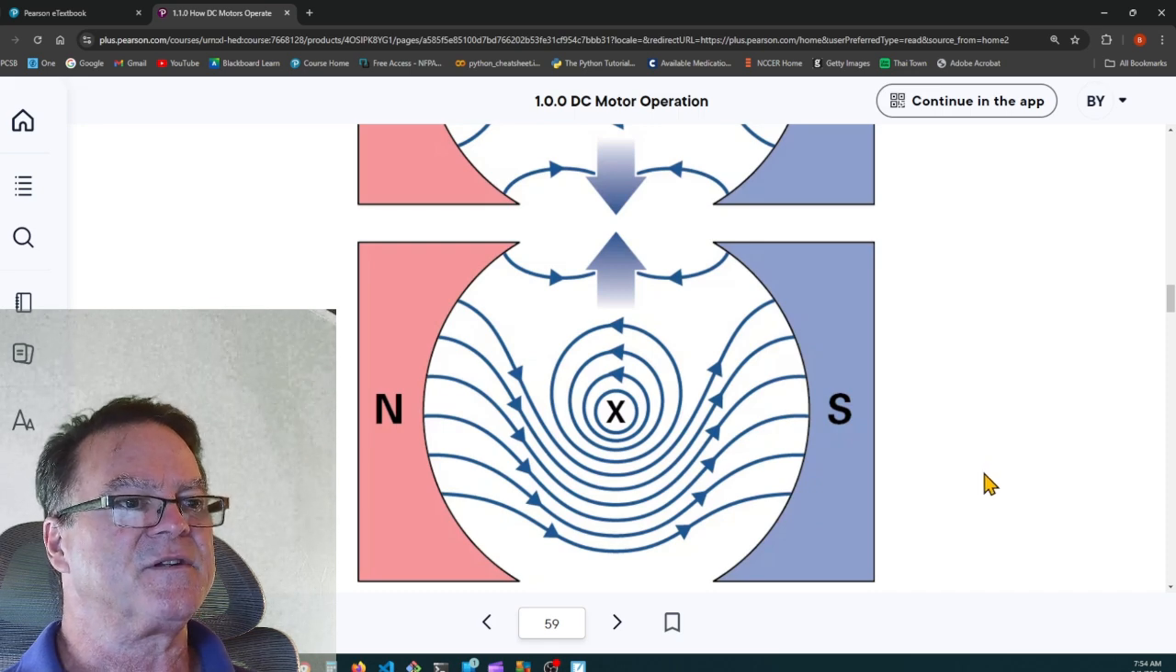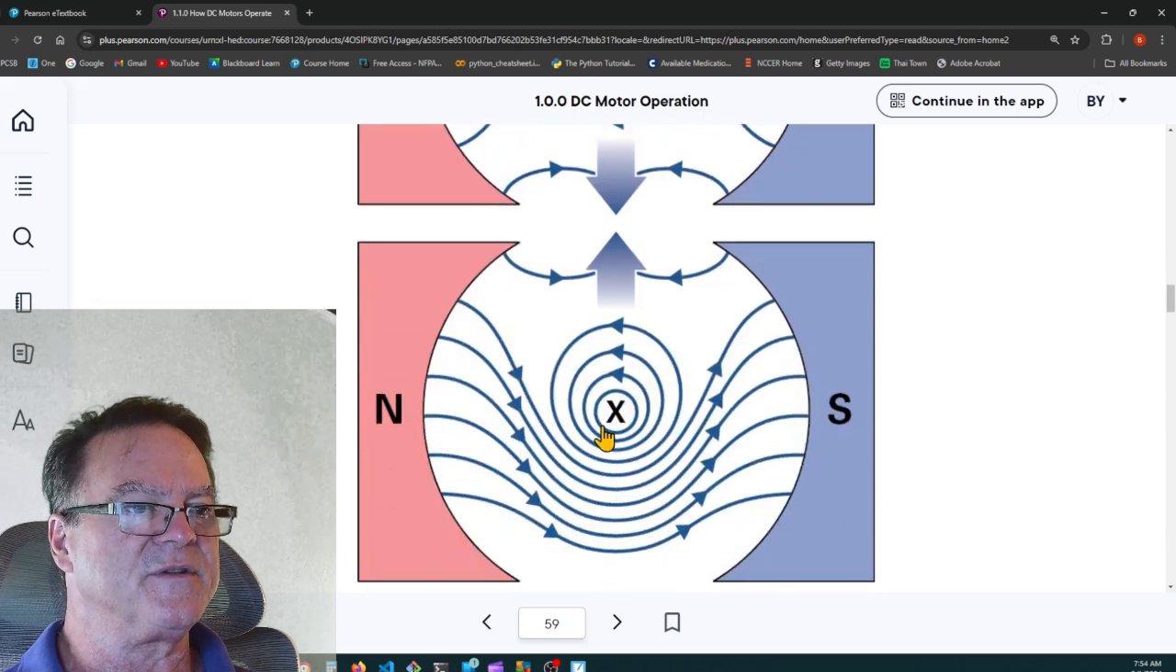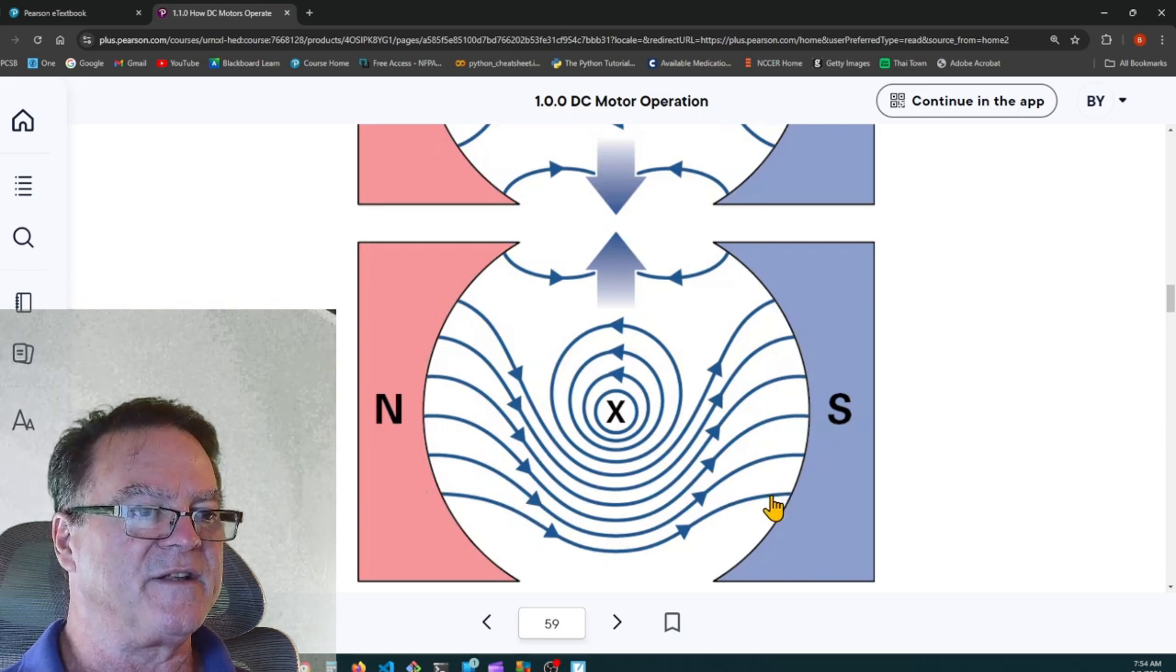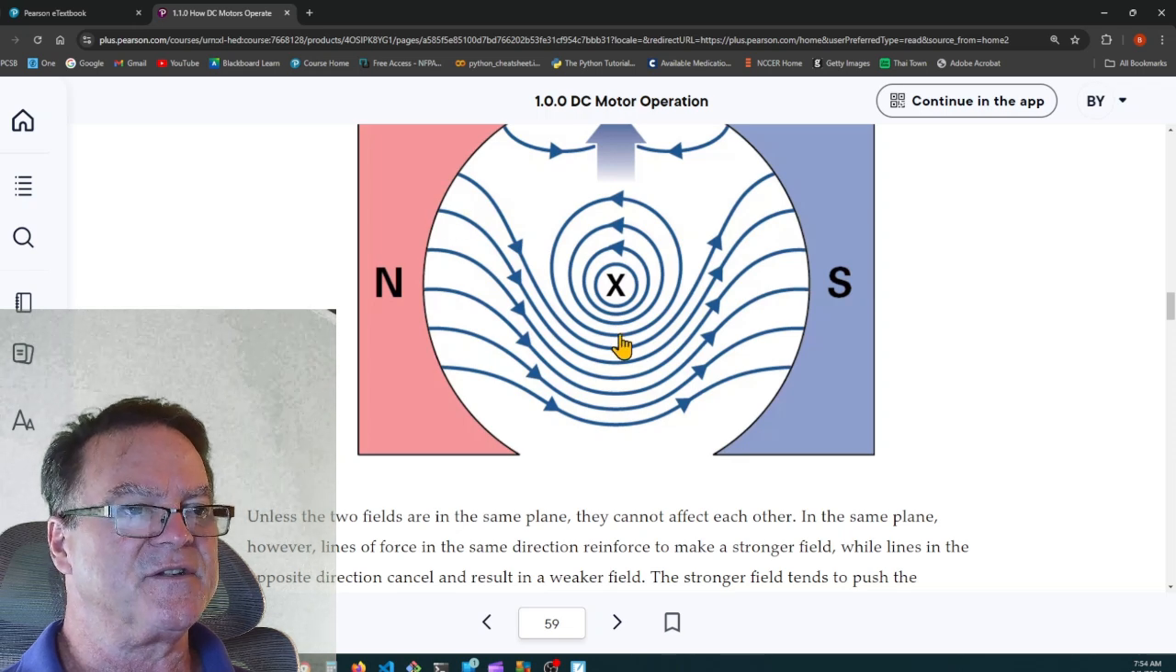So this current is coming toward us. This current is going away from us. So as the current goes away from us and it creates these lines of magnetic flux around the conductor, it will push this conductor through this magnetic field with the lines of flux going from north to south. And again, in doing so, it distorts these lines of magnetic flux.